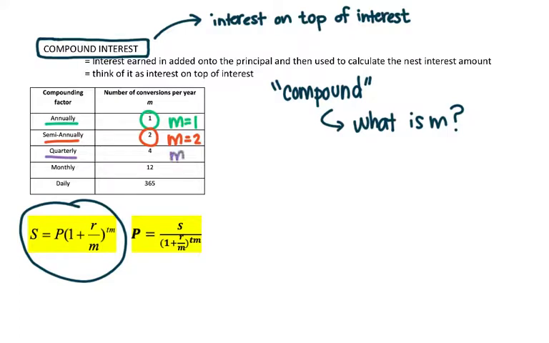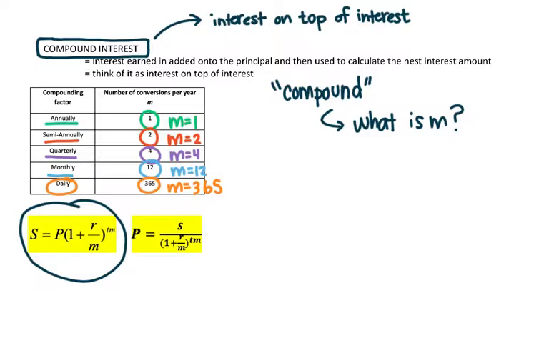Quarterly means the bank is doing that 4 times per year. If they say monthly, the bank is doing it 12 times per year. And if they say compounded daily, that means the bank is doing that 365 times in a year. And the idea is the more often that they take the interest and recalculate and put it on the principal, the higher the overall interest is going to be at the end of the year.